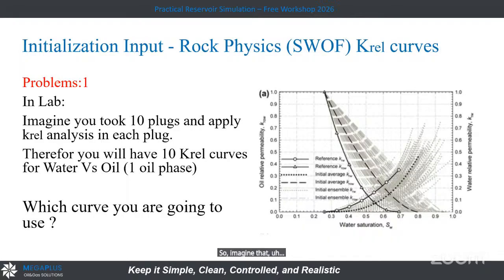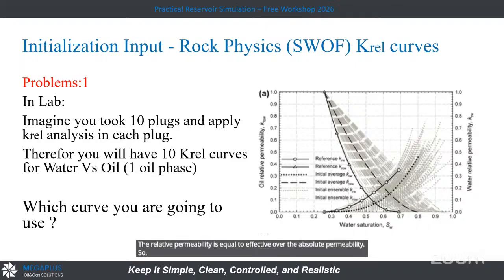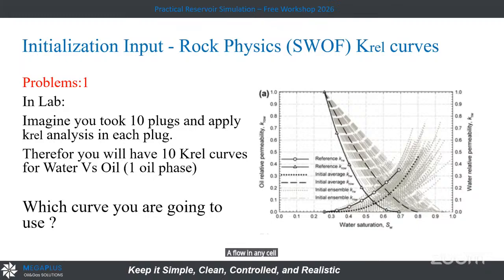So imagine that we go to the lab with 10 plugs taken from a well, and make special core analysis in the lab, to have relative permeability across the water saturation. We all know that the relative permeability is equal to the effective over the absolute permeability. So it's related to the fluid. In case I have a flow in any cell with two fluids, we have to go to the relative permeability. Which fluid will move despite the other fluid? This is the relative permeability.